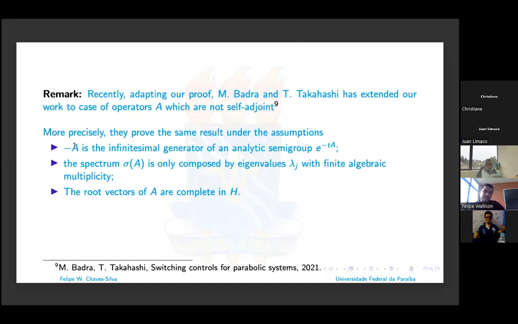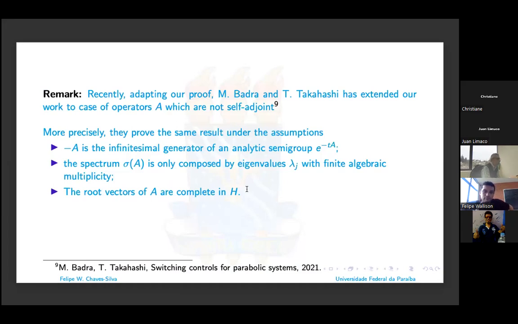You can check it here, their condition is just that A generates an analytic semigroup, the spectrum is composed of eigenvalues with finite multiplicity, and the roots, the generalized eigenvectors, are complete in the space H. So it's very practical, very easy, and very, very beautiful. So they managed to generalize our result, which we are very, very happy about.